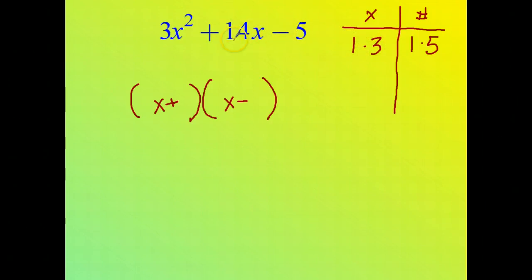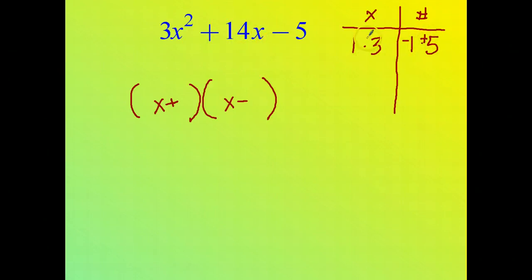This is a positive 14, so in all likelihood this is going to be a positive 5, and this will be a negative 1. Because if I multiply something by positive 5, that's going to be the bigger product, and I'm going to end up with a bigger number. What I'm talking about are the two middle terms that are going to add to get to positive 14. So this is probably going to be a positive 5.